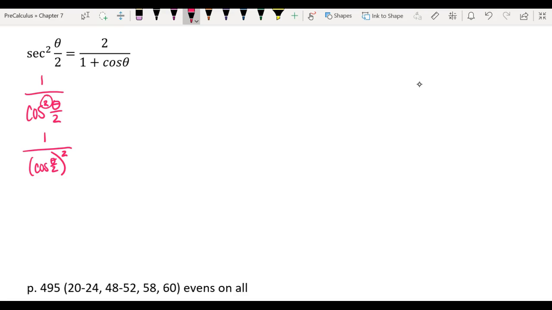So now the formula for cosine of theta over 2, I believe, was the square root of 1 plus cosine of theta divided by 2, in a square root. So we have 1 over a big square root of 1 plus cosine of theta over 2. And then remember, this is squared. We should probably talk about that part.